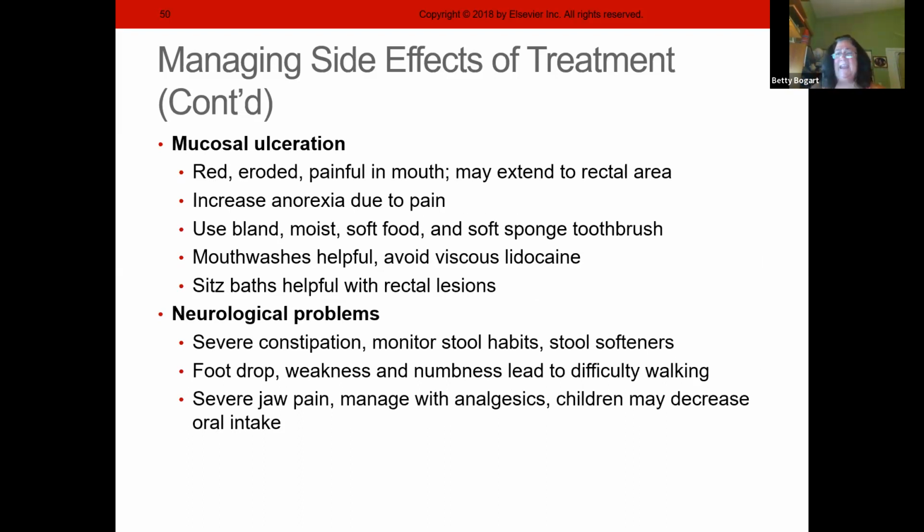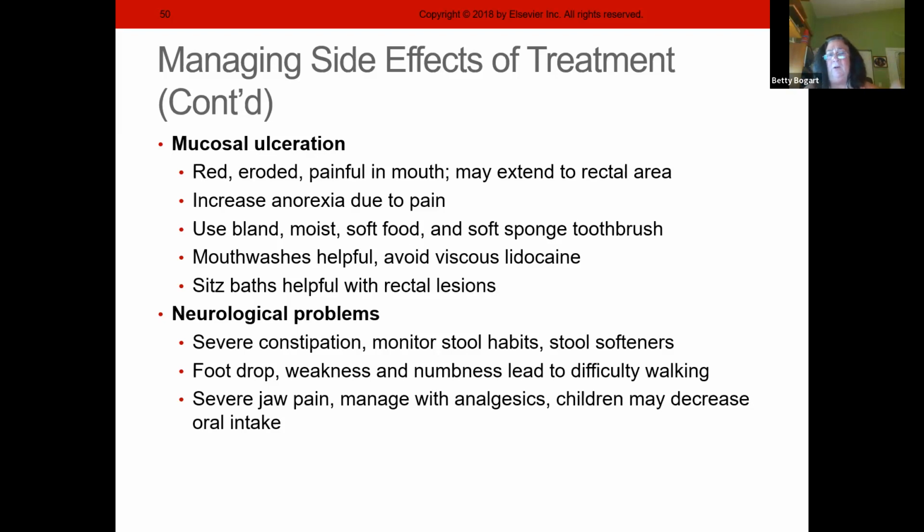We know mouth to anus, it can get irritated. So make sure that we do things to prevent that. The food should be more bland, not spicy. Toothbrushes, be careful. Sometimes sitz baths, that nice warm on the buttocks where it's irritated, can help, because mouth to anus can be all irritated.